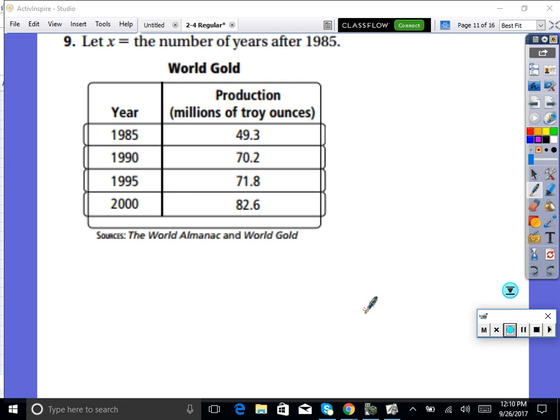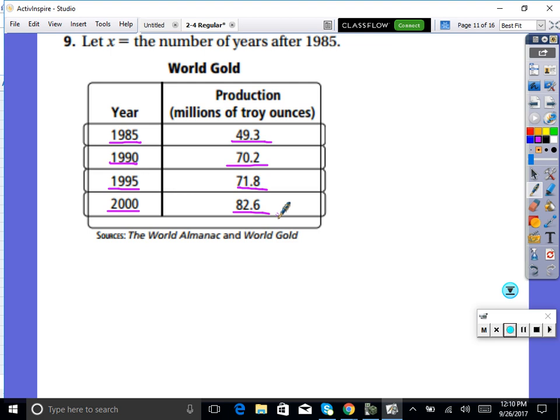So this is actually where it's kind of cool, because what would happen was this company, for example, this is world gold production. So this company produces gold in millions of troy ounces per year. And so what happens is this company could hire you as a statistician in the real world. So let's say you're a statistician. They obviously keep records, so they know that this year in 1985 they produced that many millions of ounces of gold. In 1990 they produced that many. In 1995 that many millions of ounces of gold, and in 2000 that much.